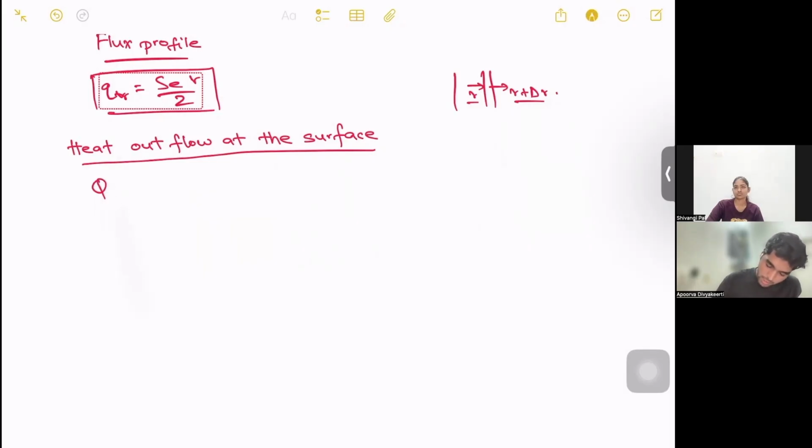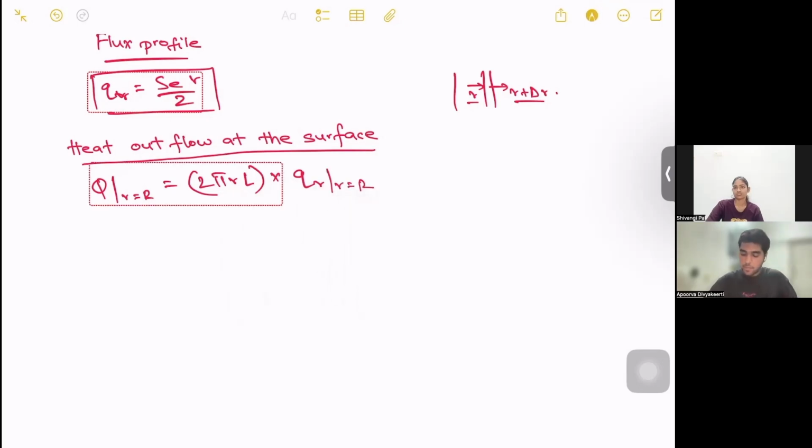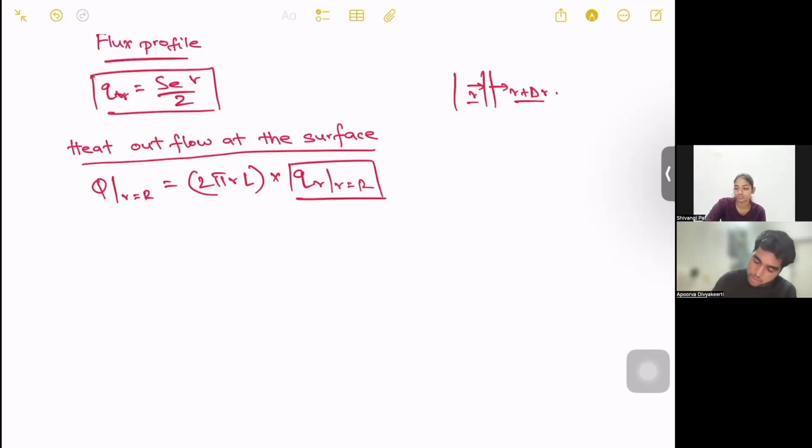So heat at R is 2 pi RL, which is the area, multiplied by QR at r equals R. Now we know QR at r equals R. QR at r equals R is S_e R by 2.